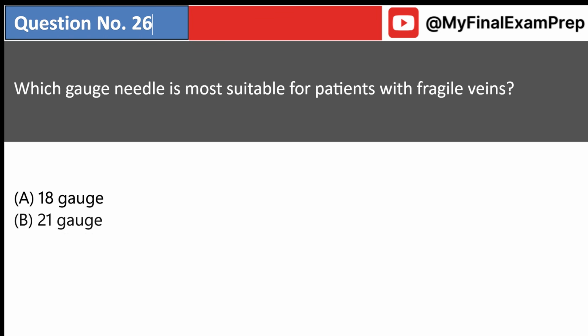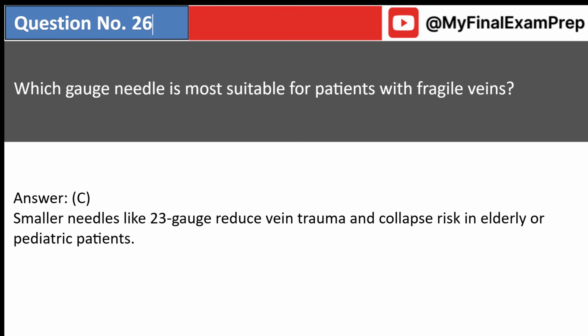Which gauge needle is most suitable for patients with fragile veins? A. 18 gauge. B. 21 gauge. C. 23 gauge. D. 16 gauge. Answer C. Smaller needles like 23 gauge reduce vein trauma and collapse risk in elderly or pediatric patients.